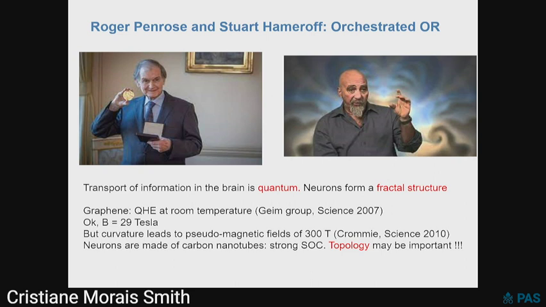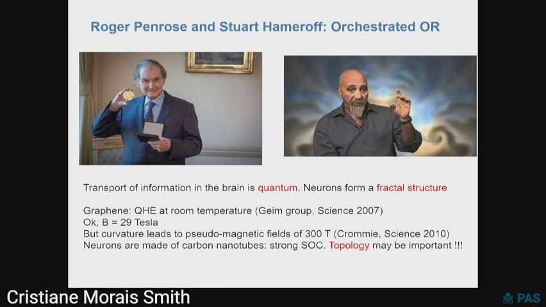And on top of it, nobody talked until now, topology may be extremely important. And carbon is very light. You don't have a strong spin-orbit coupling, but when you fold it and you form carbon nanotubes, you get a very sizable spin-orbit coupling. So it can very well be that topology is playing an important role. I am no longer dismissing it.